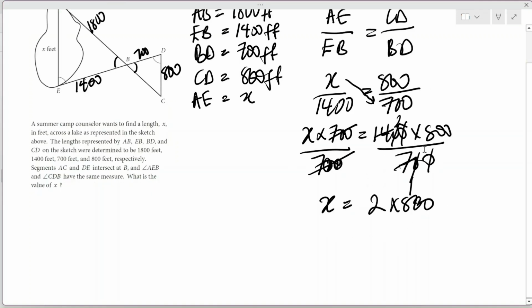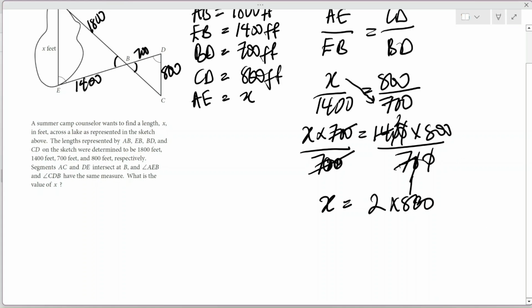Best you solve this way because you're not allowed to use a calculator, so you don't have complications. You have X equals 2 times 800. 2 times 800 is 2 times 0 is 0, 2 times 0 is 0, 2 times 8 is 16. So you have it as 1600. X is therefore 1600 feet. Please include the unit so you can get your full mark.